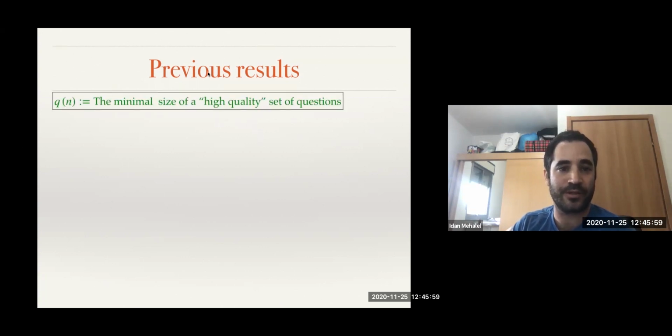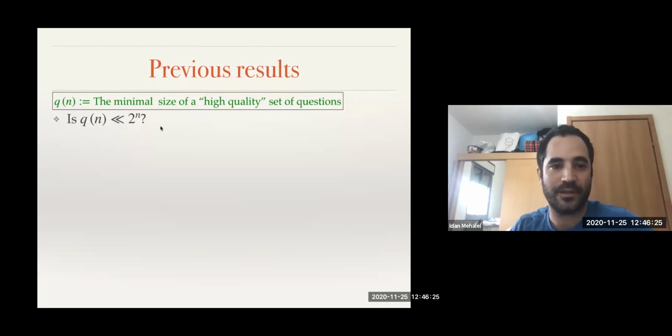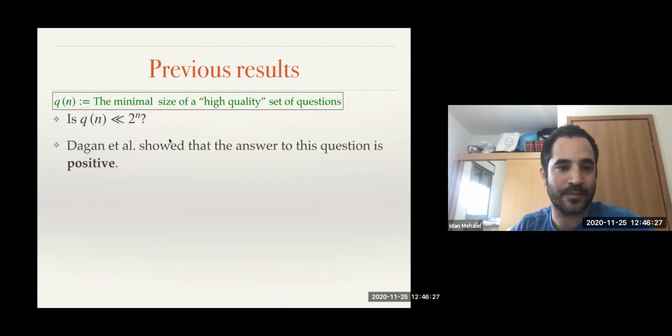So this is a reminder for what Q of n is: the minimal size of a high quality set of questions. And as we said, in this context, high quality means questions that allow to construct optimal strategies, not some approximation to the optimal, but really optimal strategies for any distribution. So the question in really short is whether Q of n is much smaller than 2 to the n, the size of the set of all possible yes/no questions.